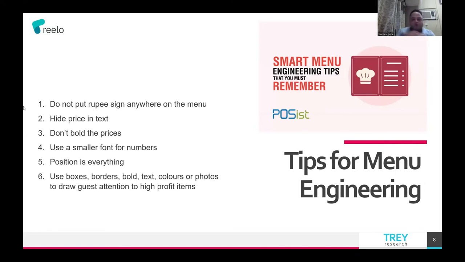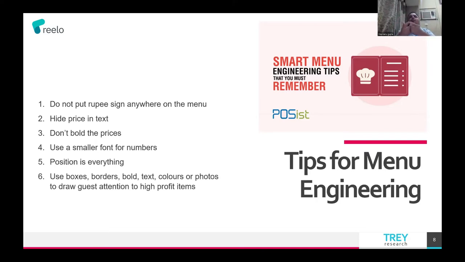Yes. Okay, so use boxes, borders, bold text, colors or photos. So hum kya karte hai usually? Hamara menu na ek typical text mein jata hai. Starters chalu hote hai, text on the left and your pricing on the right. If you look at modern menus, especially European menus, to wo log kya karte hai na? They don't place a left column of text and a right column of pricing. Their menu is mix and match. So 3-column menu hoga, 4-column menu hoga. Jo unko zyada bechna hai.